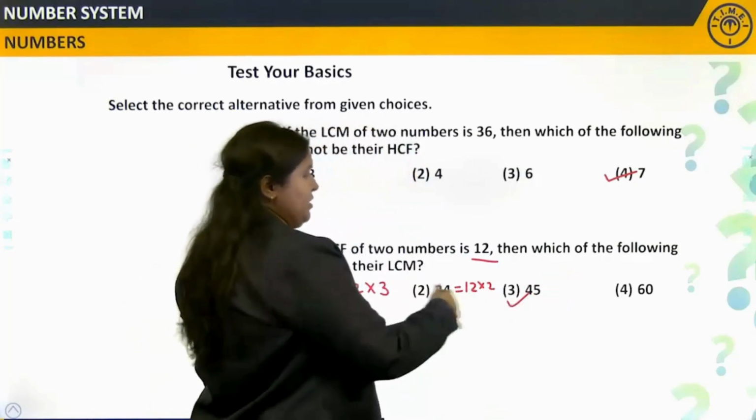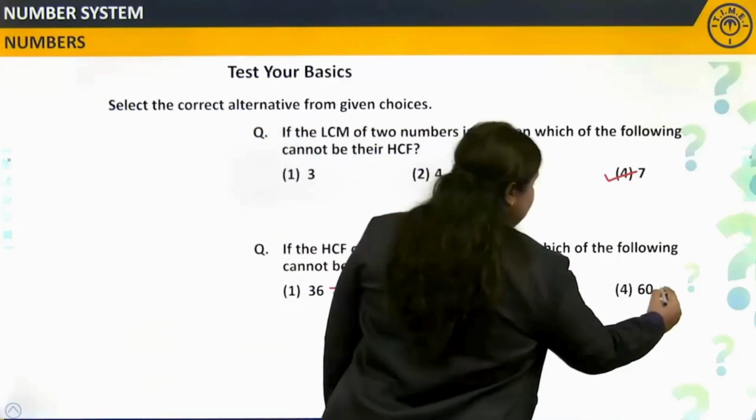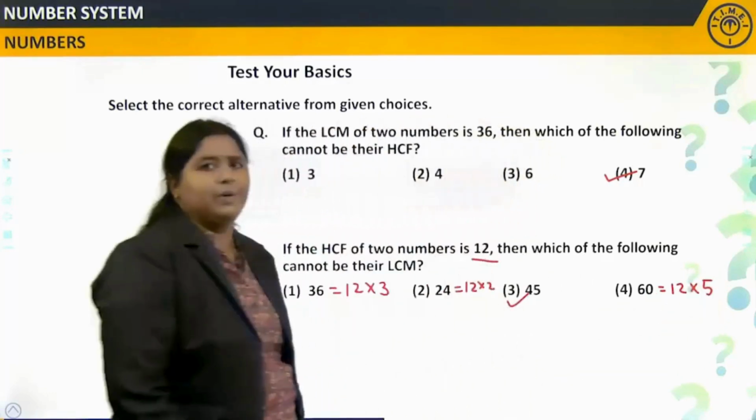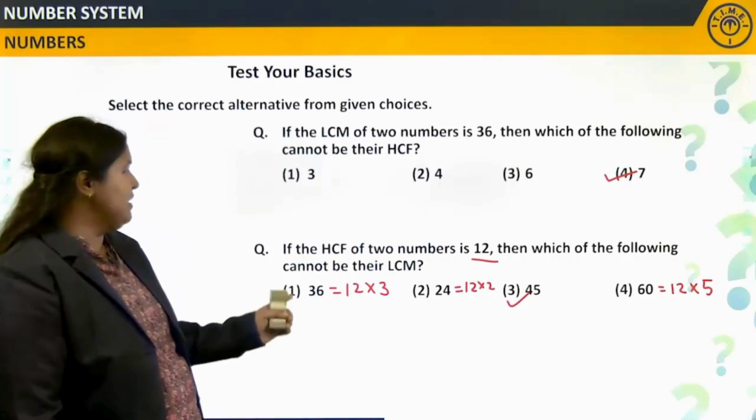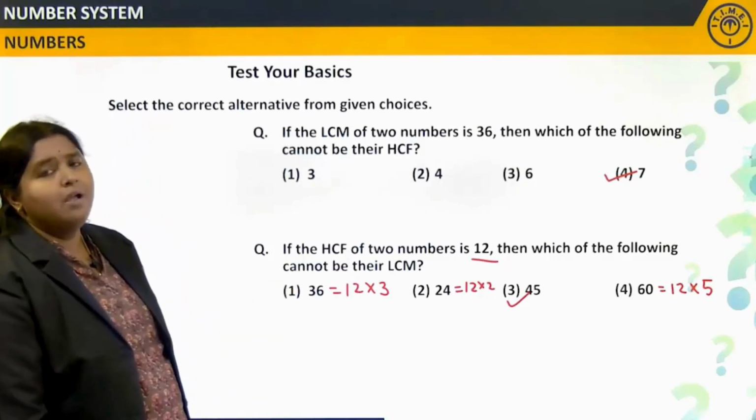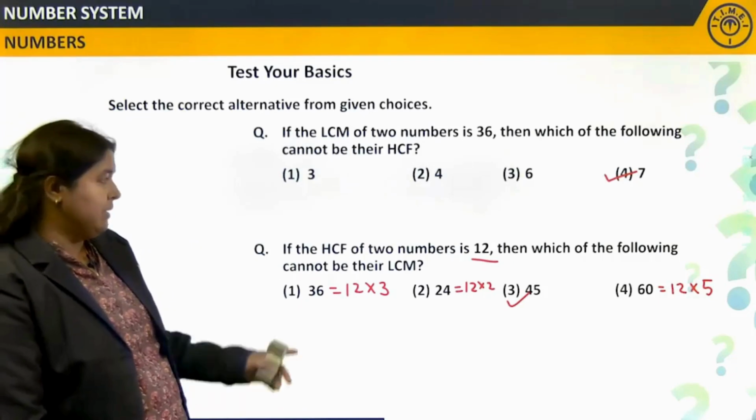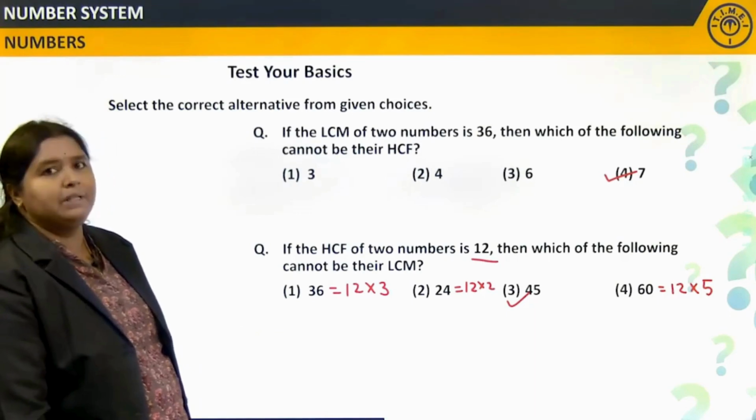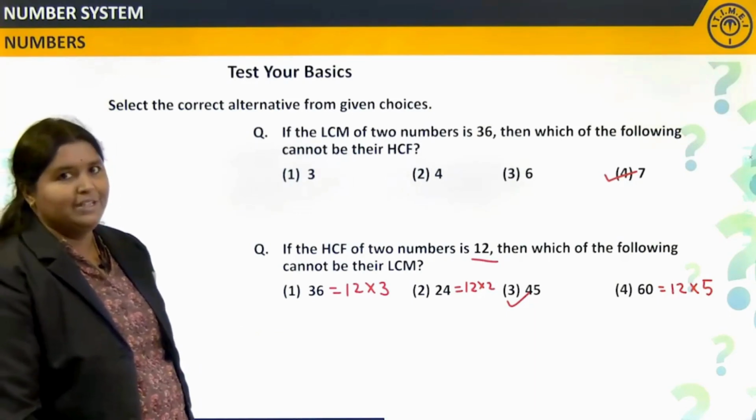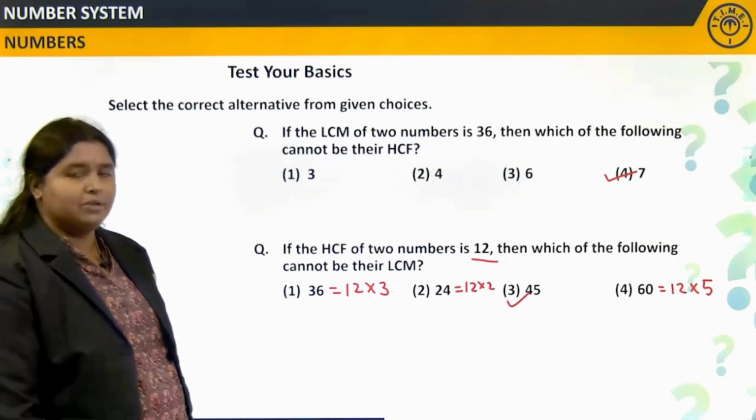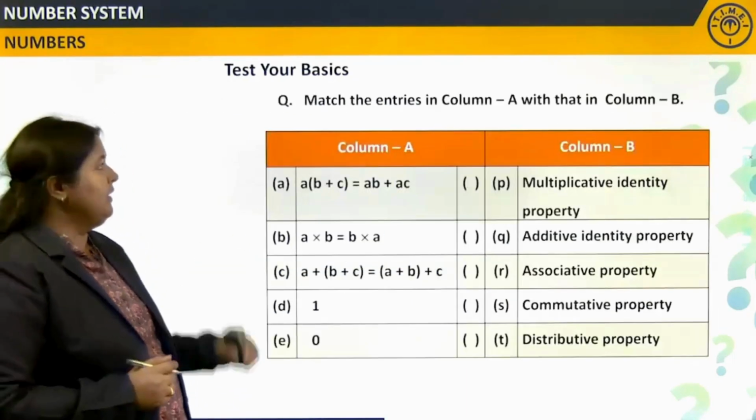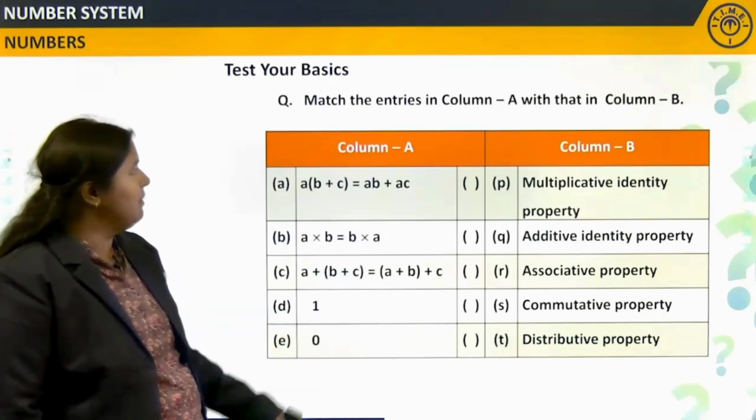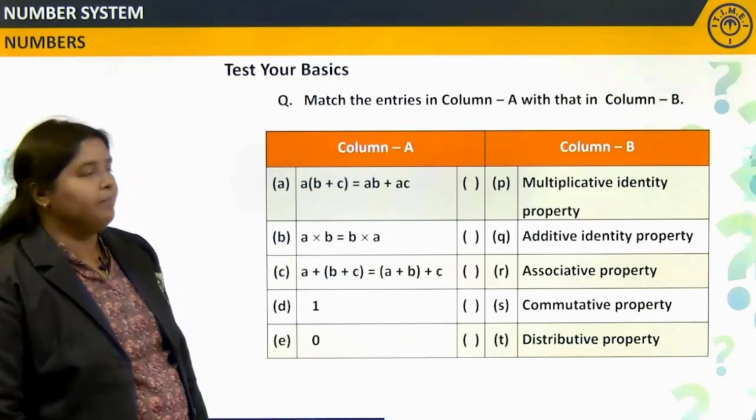Just to finish the problem, look at 60. 60 is nothing but 12 5s. This is also a multiple of 12, the HCF. So, the first, second and fourth choices are multiples of the HCF 12, but the third choice 45 is not. Therefore, 45 cannot be the LCM of the two numbers. I hope these were clear. Now, let's look at the next problem. Look at the next question. We have to match items under column A with items under column B, right?